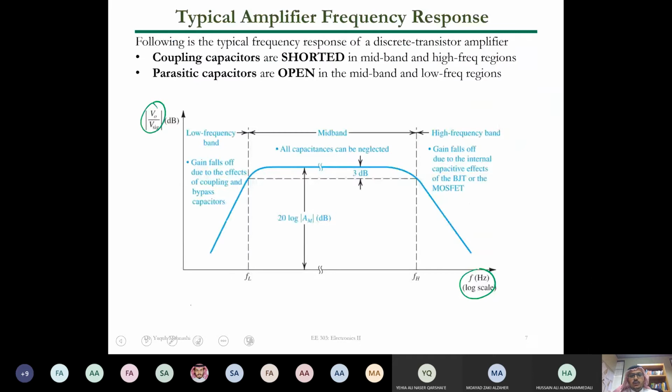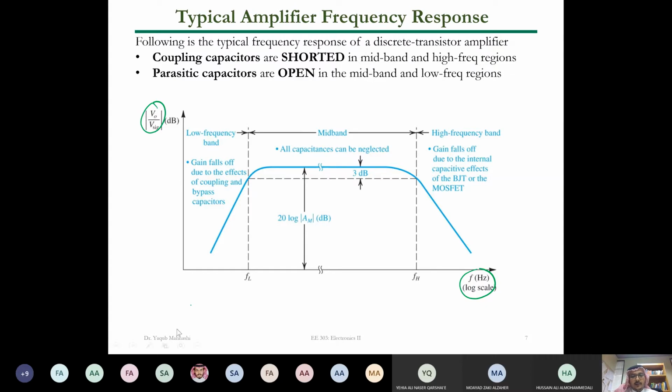So in the frequency response, we are drawing the voltage gain or current gain versus frequency. Of course, we have a lot of parameters we can draw. We can draw the impedance, whatever, but what we are interested in here is the gain versus the frequency. And we always have this kind of general behavior in the frequency response.